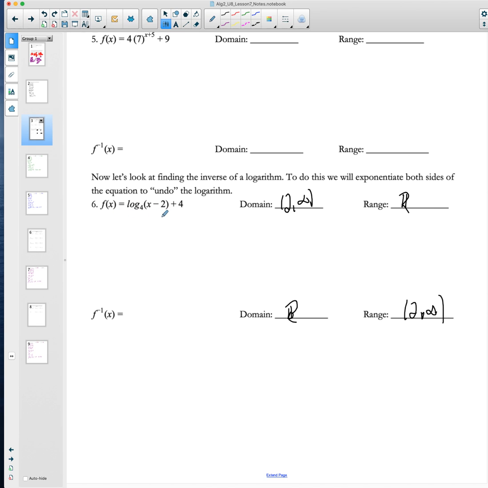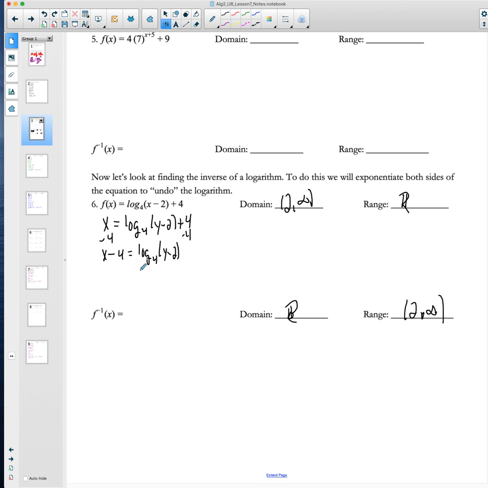Now, just to save a little bit of space, I'm going to go ahead and flip my domain and my range. So I'm going to write this as x equals log base 4 of (y - 2), plus 4. Now, once again, we want to isolate this. So the first thing I'm going to do is subtract 4 from both sides. And I get x minus 4 equals log base 4 of (y - 2). Now we have to undo log base 4.